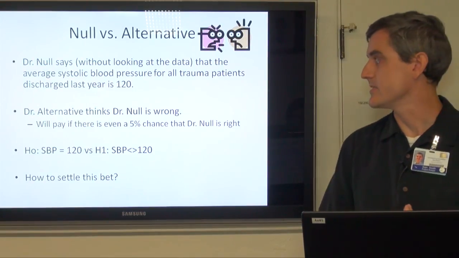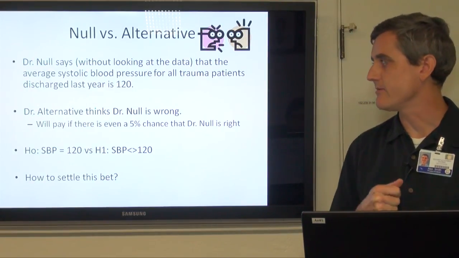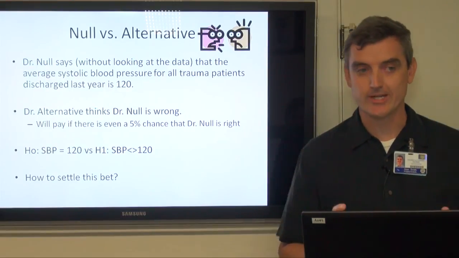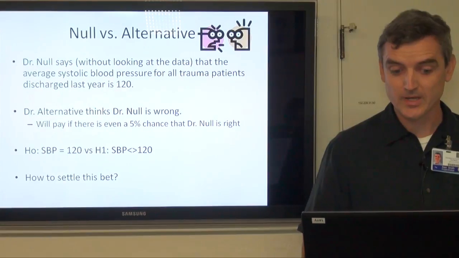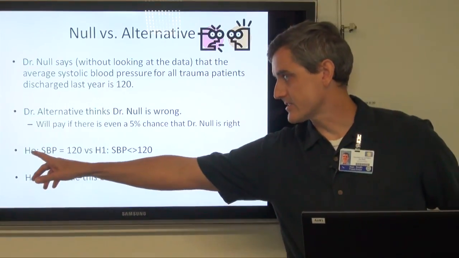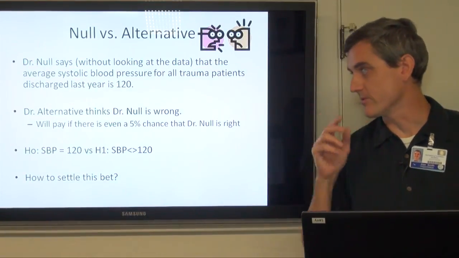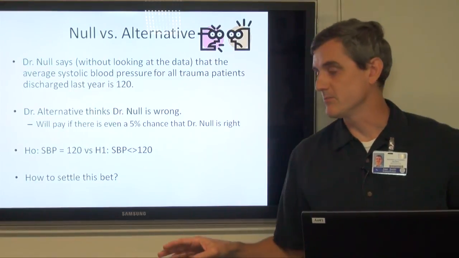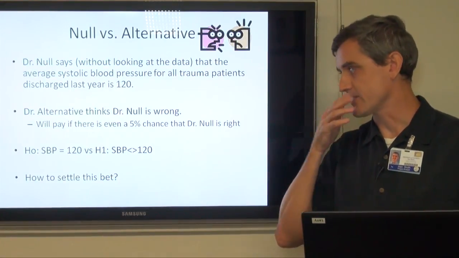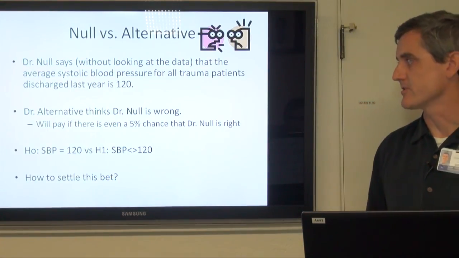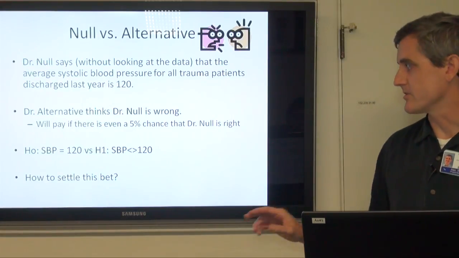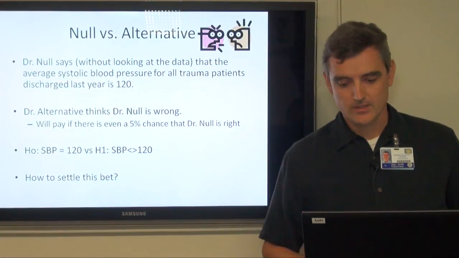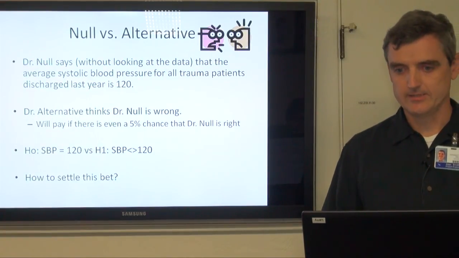And so he says, I will take that bet and I will pay off even if there's a 5% chance that you could possibly be right on that, because I think you're that wrong. So this symbol H0 is the symbol for the null hypothesis. The null hypothesis here is that systolic blood pressure is 120 versus the alternative hypothesis that systolic blood pressure is not equal to 120.